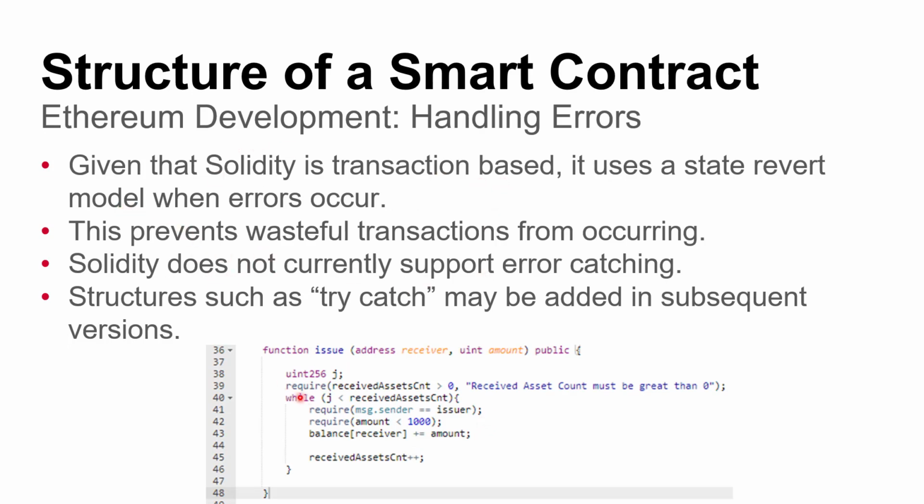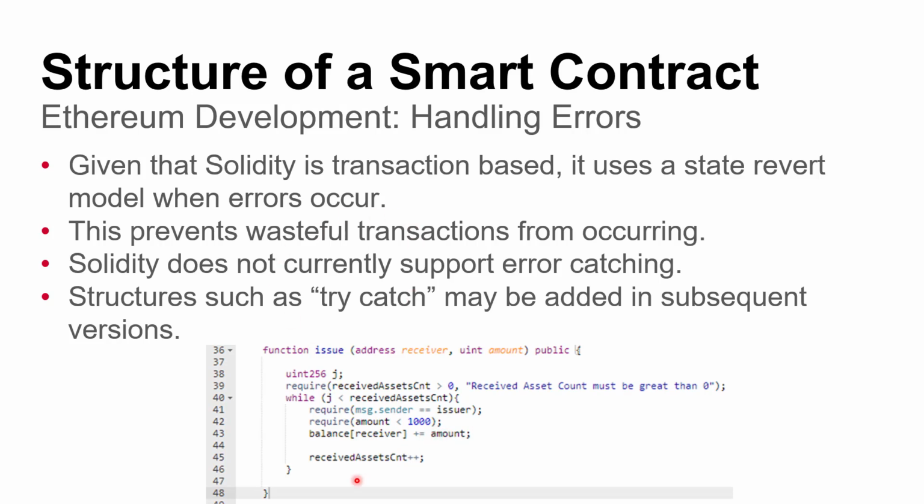Handling errors. So currently right now, the error handling is limited to items such as require or checking ahead of time. Structures such as try-catch may be added in subsequent versions of Solidity, but currently right now there is no try-catch. So to prevent wasteful transactions from happening, we use require. So in this case, we can see require the amount has to be under 1,000. So we set that condition in order to receive a particular balance.